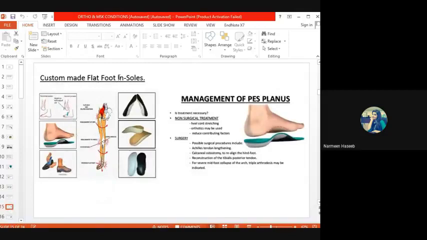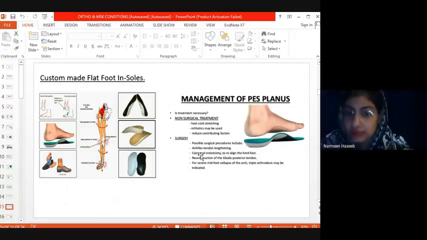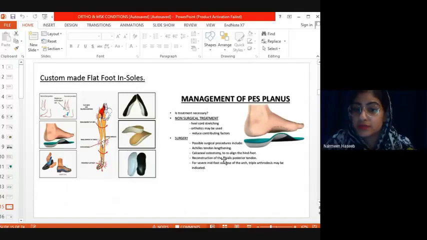These are custom-made flat foot insoles for the purpose of creating an arched sole. This is the management of pes planus, including heel cord stretching. Orthotics may be used, and obviously reduce the contributing factors. Then the possible surgical procedures include Achilles tendon lengthening, calcaneal osteotomy, and reconstruction of the tibialis posterior tendon for severe midfoot collapse of the arch. Triple arthrodesis may be indicated as well.